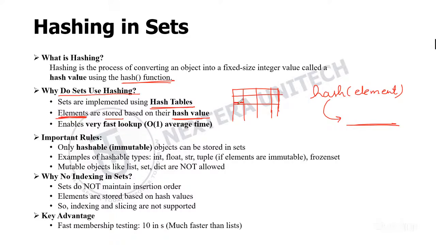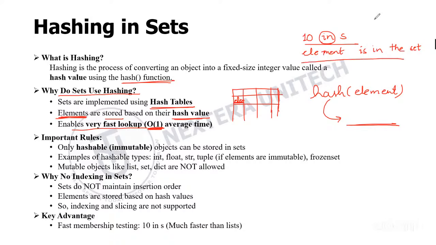Suppose this location is here. In this location only, your element will be stored in the hash table. What this does is enable very fast lookup, that is O of 1 average time complexity. Let's say I'm taking 10 in S. This in is like a membership operator. What the membership operator does is check whether your 10 value is in your set S or not.